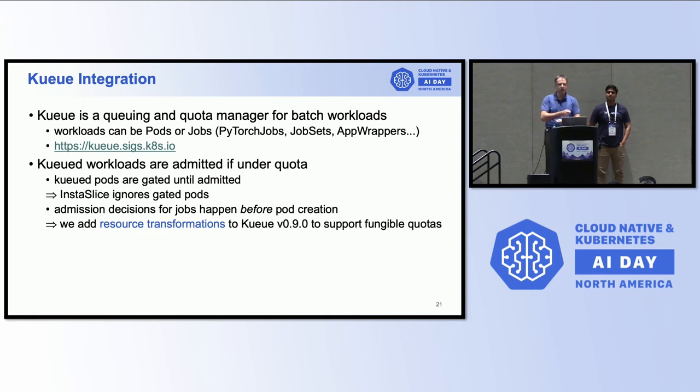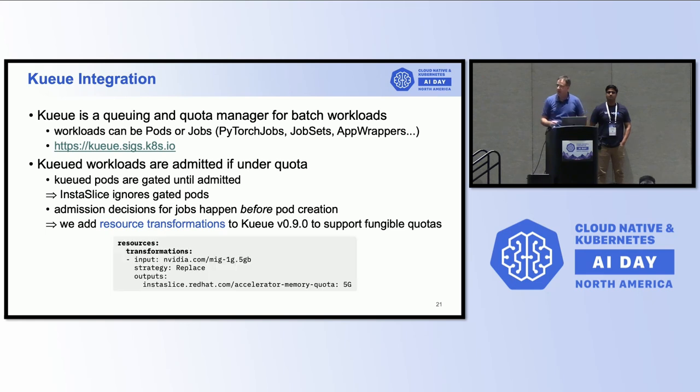Conversely, we need Kueue to also understand that these quotas are now complicated expressions where you can consume things one way or another way or another way. To do that, as Aldo mentioned this morning, we just introduced in Kueue 0.9 the ability to formalize and define quotas that are essentially equivalent to what I just described in the previous slide.